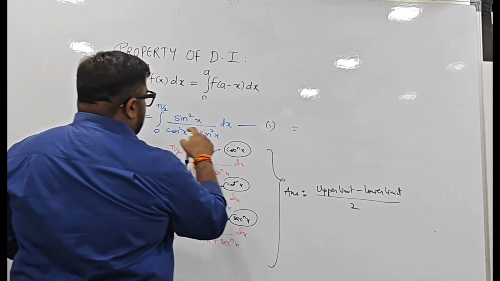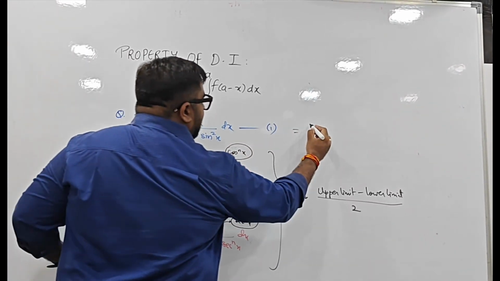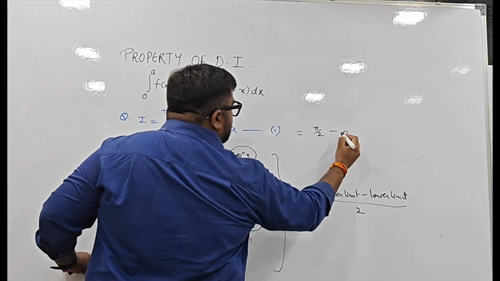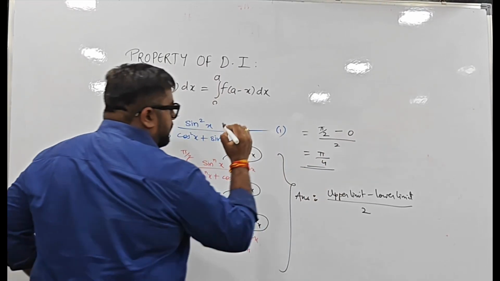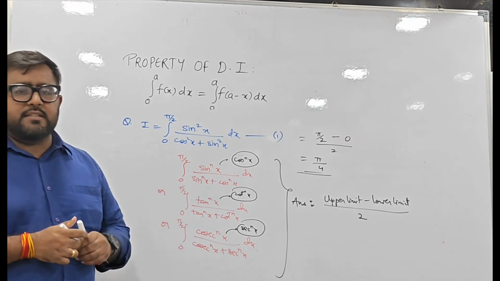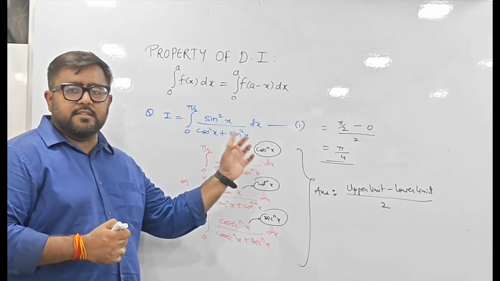Let us try to apply it here also. So the answer here must be upper limit, that is pi by 2, minus lower limit, upon 2. So our answer will be pi by 4. So this is the shortcut which we can apply on all these formulas.